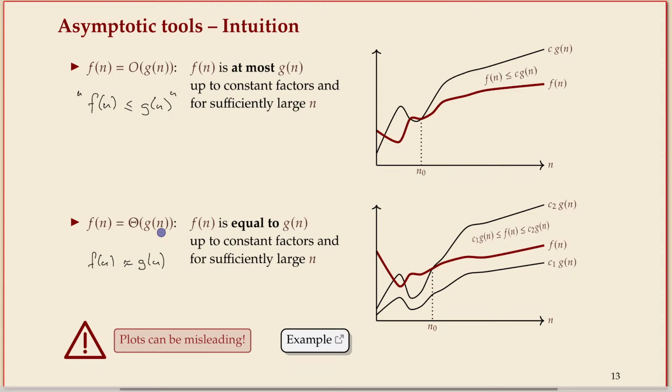For theta, it's basically combining two things. You can sandwich your function f between function g multiplied by a small constant and function g multiplied by a bigger constant. And again, before a certain threshold, the functions can do whatever, but after that, they stay in the right order. Okay? So morally, whenever you read f is O of g, you want to read this as f is smaller than g, but with the caveat that it might be only up to constant factors and only for sufficiently large n. Okay?